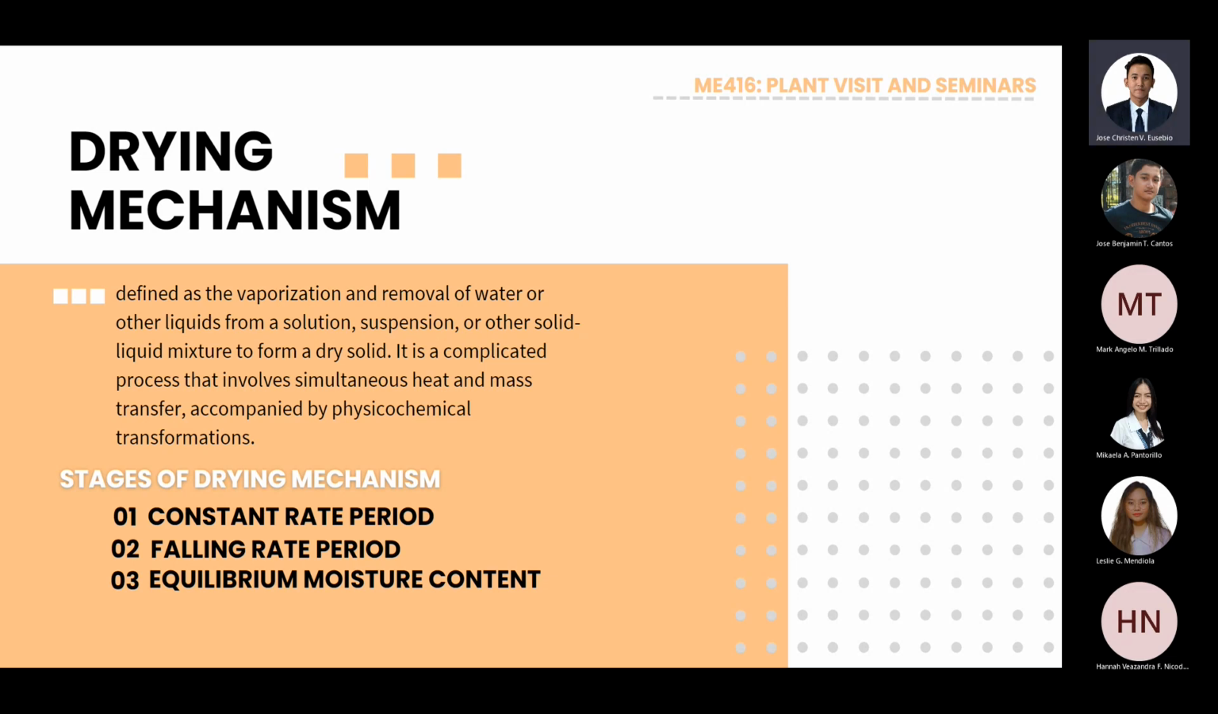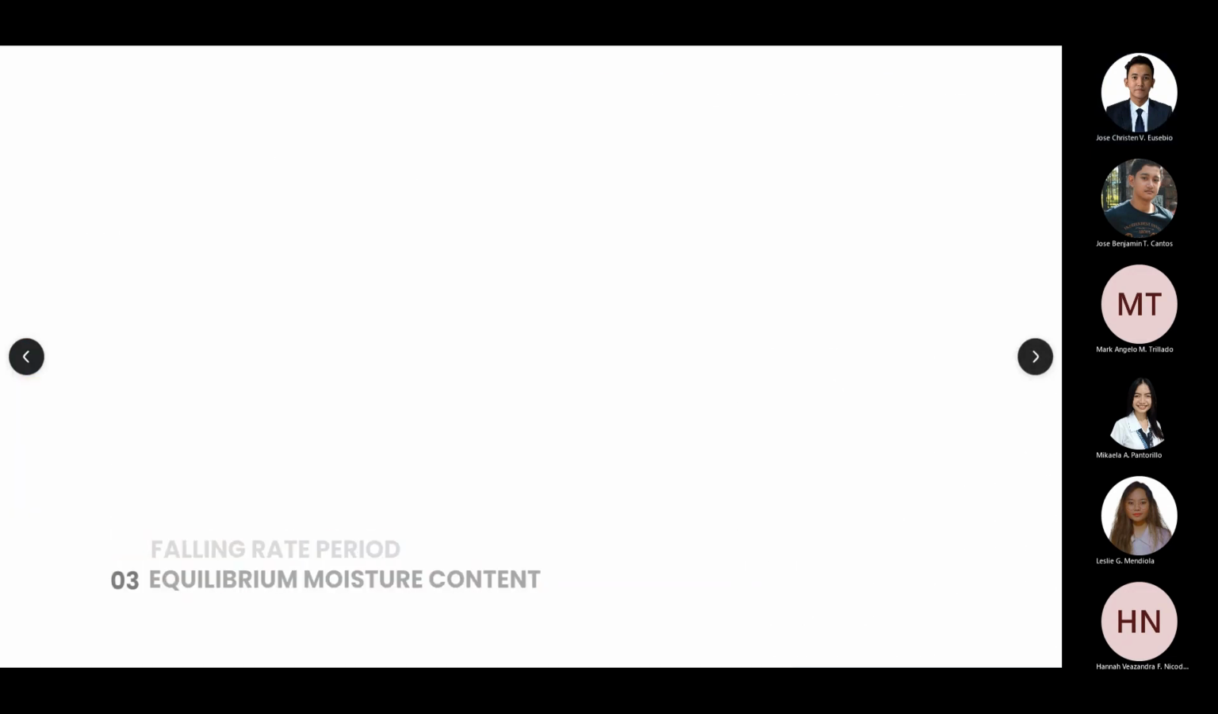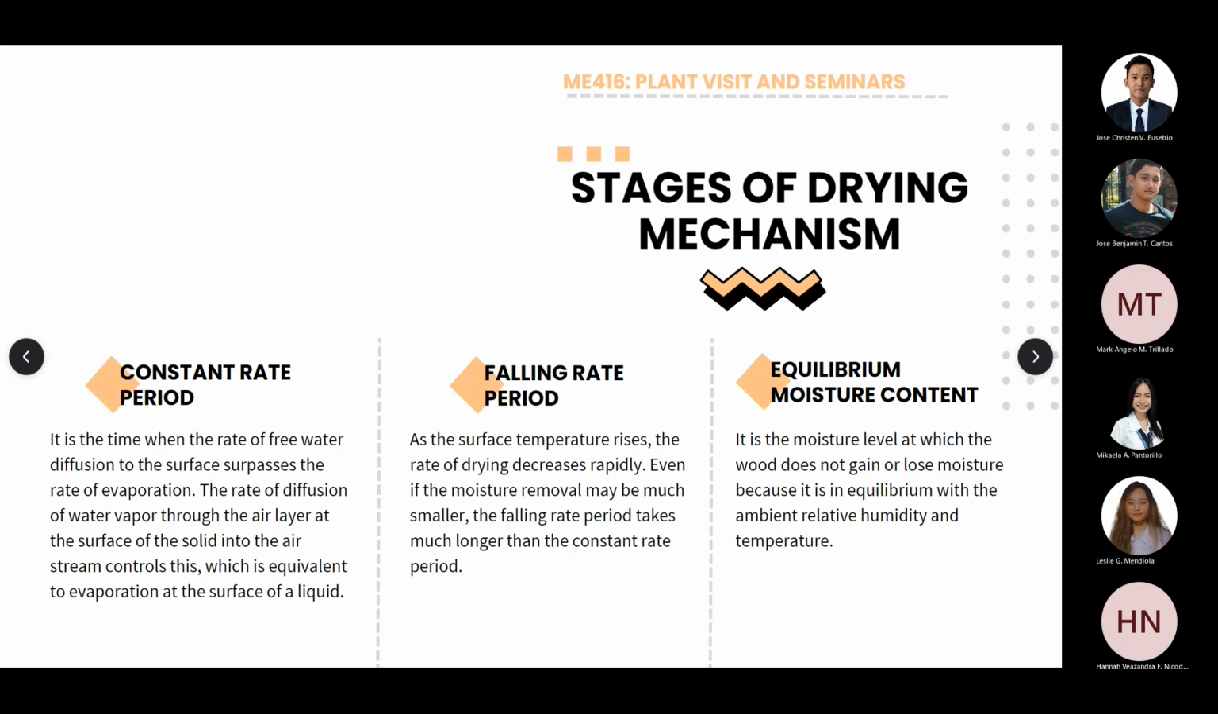Before we move on, yung itatalakay natin sa drying mechanism ay yung stages niya, which is yung constant rate period, falling rate period, and equilibrium. Next slide, please. Stages of the drying mechanism.